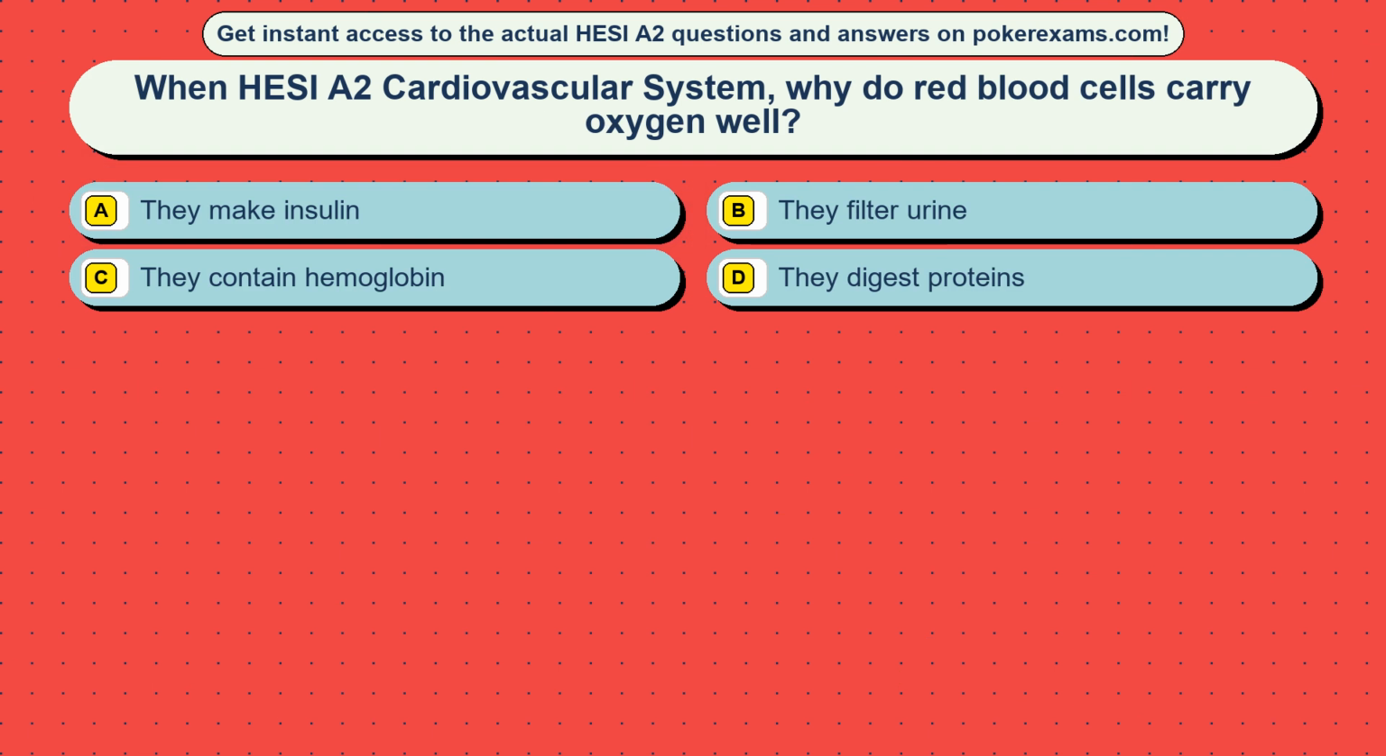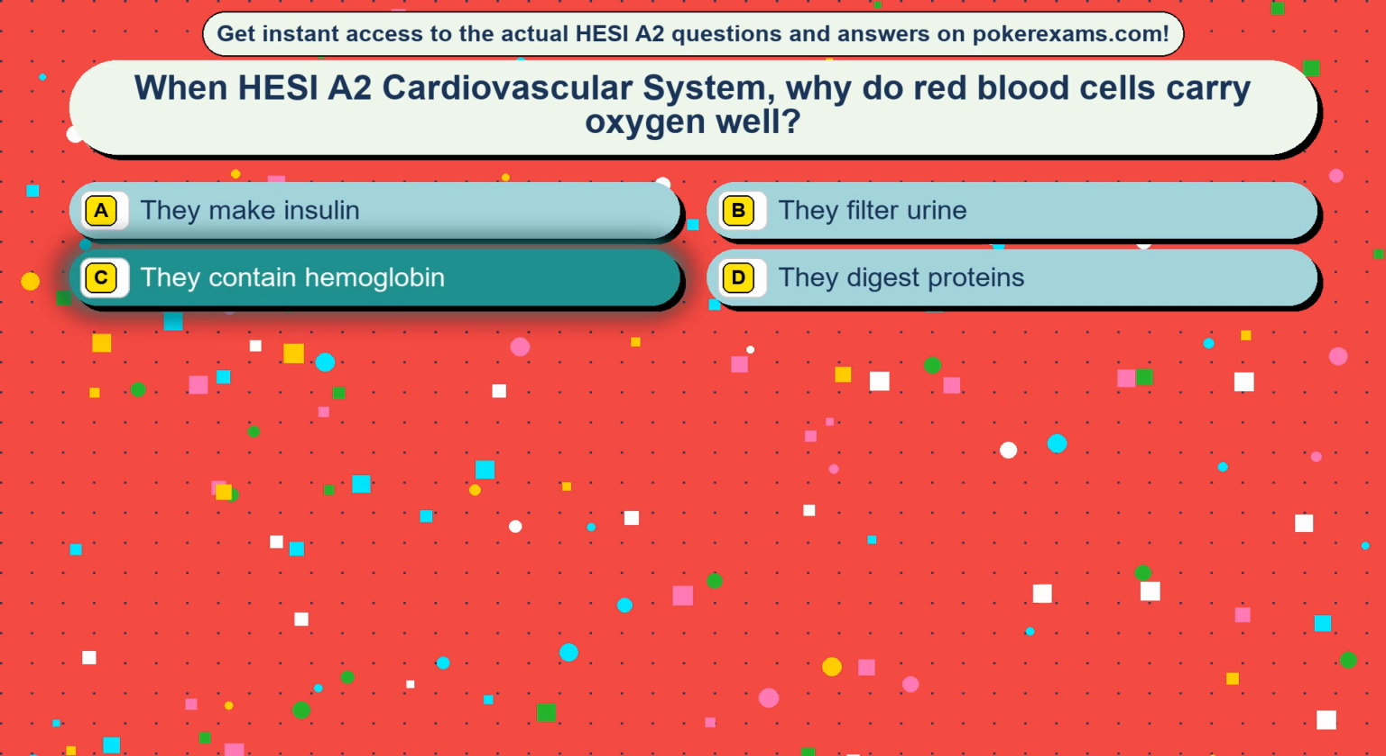Question 19. When HESI A2 cardiovascular system, why do red blood cells carry oxygen well? Option A, they make insulin. Option B, they filter urine. Option C, they contain hemoglobin. Option D, they digest proteins. The correct answer is option C, they contain hemoglobin.